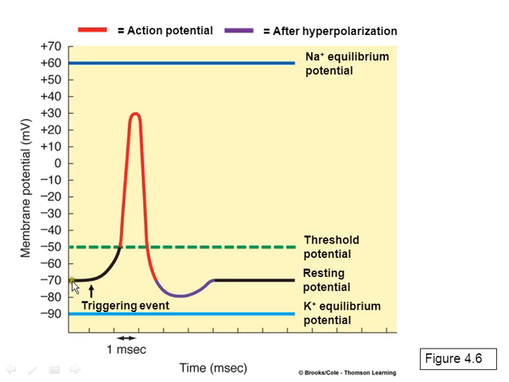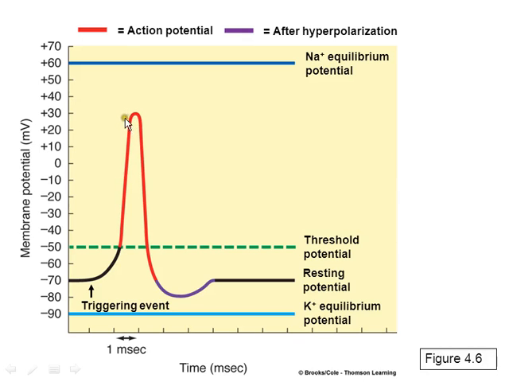Here's your negative 70. Step one, I do some kind of triggering event. I poke the cell. It starts letting sodium in, kind of slow. Sodium's moving in. Right? Once I hit this negative 50, which is threshold, I open every sodium channel. Look at what sodium does. Instead of creeping in like that, every channel's open, it flies in really, really quick.